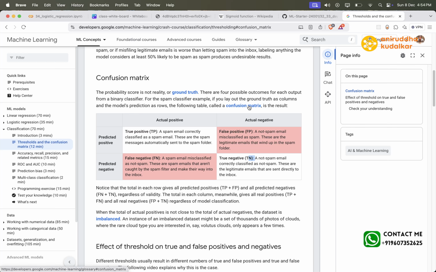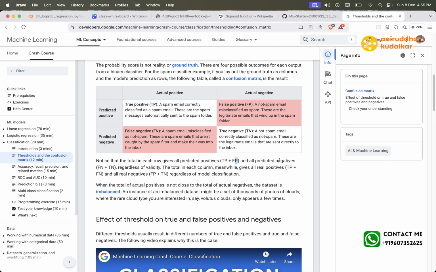So this table is called the confusion matrix. Notice that each row gives the predicted positives and all predicted negatives, regardless of their validity. So this row gives predicted positive, predicted negative. Remember that the total in each row gives the predicted positives: TP true positive, FP false positive, and all the negatives, that is false negative and true negative.